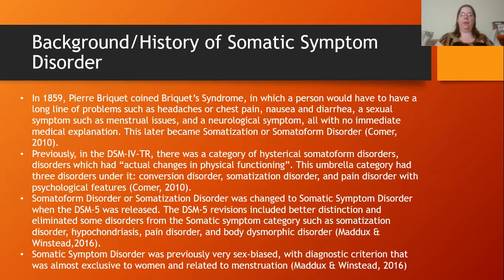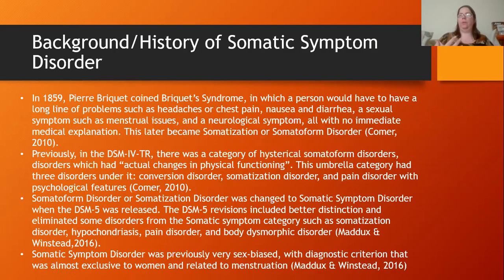Previously in the DSM-4-TR, which is the version that preceded what we use now, the DSM-5, there was a category of hysterical somatoform disorders which had actual changes in functioning. So, for example, you would experience things like paralysis in the legs. This umbrella category had 3 disorders under it: conversion disorder, somatization disorder, and pain disorder with psychological features.